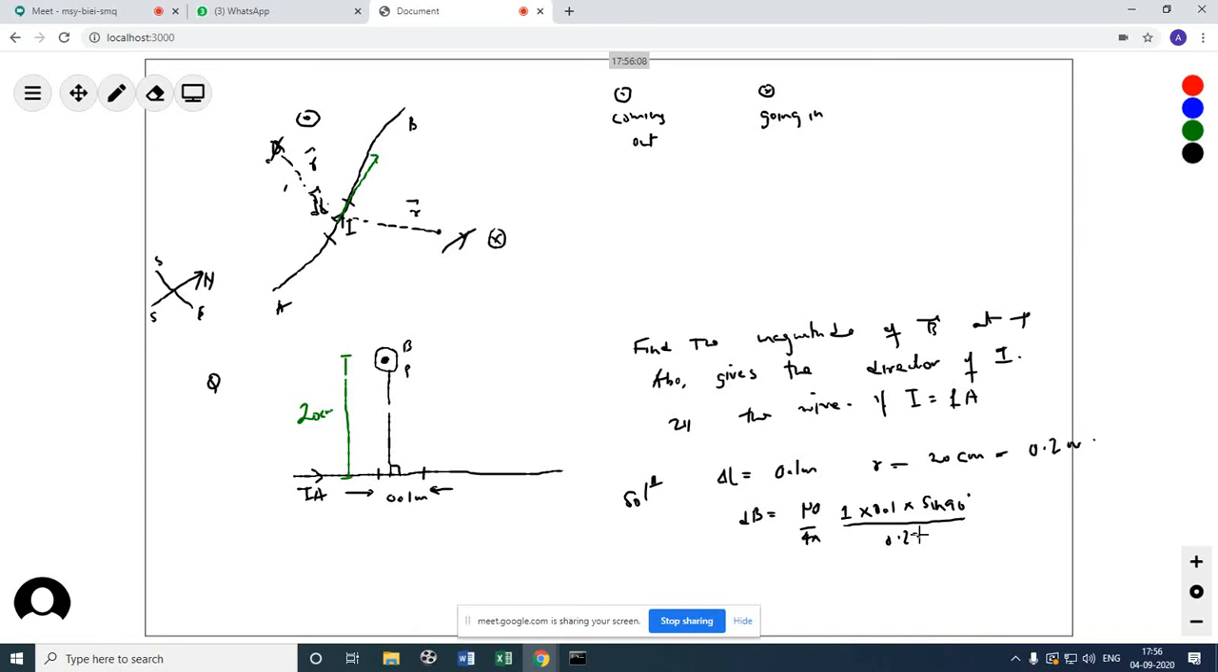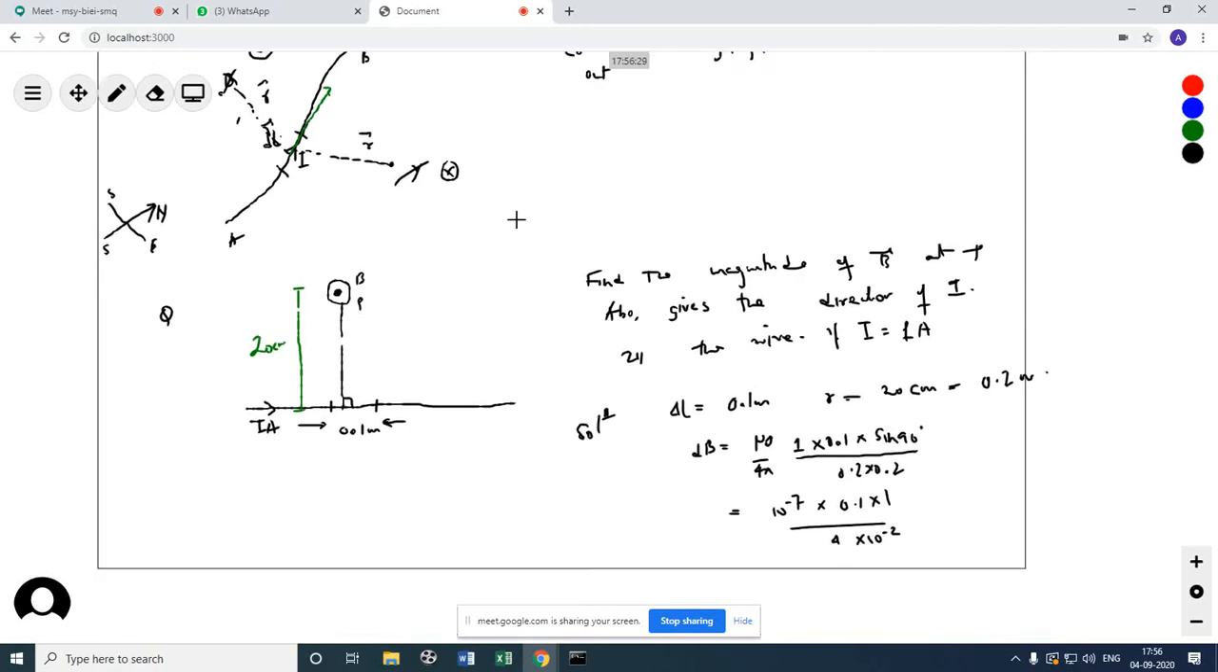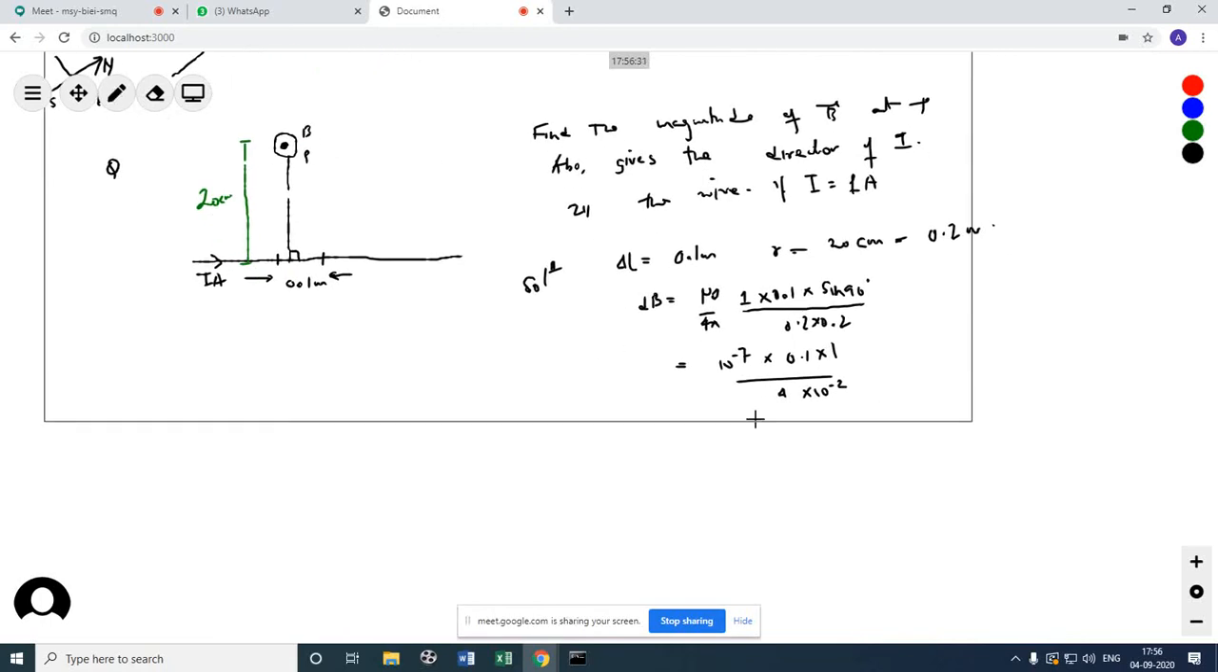Okay, let me solve it. So, how do you solve this? So you see, what is given to you? Delta L is given as 0.1 meter. R is given as 20 cm. That gives me 0.2 meter. I think I should have taken this much smaller.